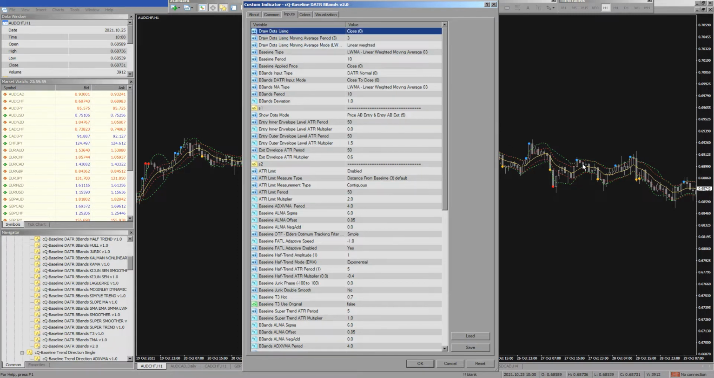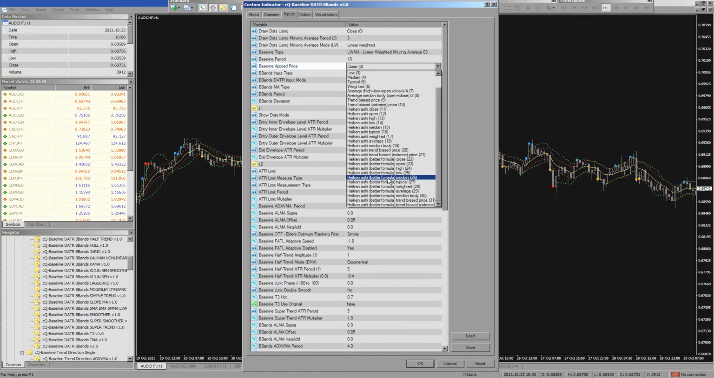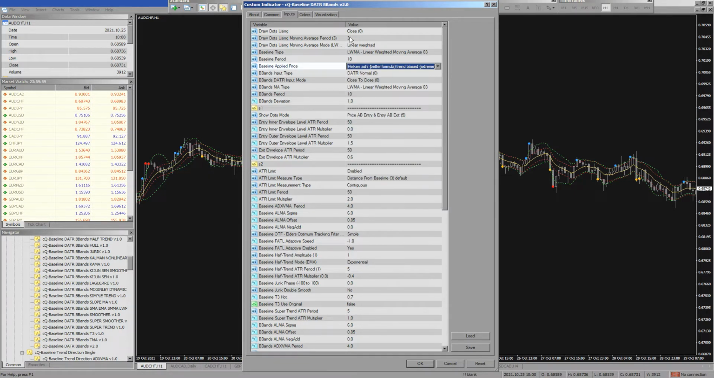The close is what you normally see. Like right now, that's what these are. When the close gets below this line, then it will draw the dot. The thing is, if you go down here and you change this applied price to say something like this Heikin-Ashi, trend biased, and then you set this to use the baseline applied price to draw the dot.